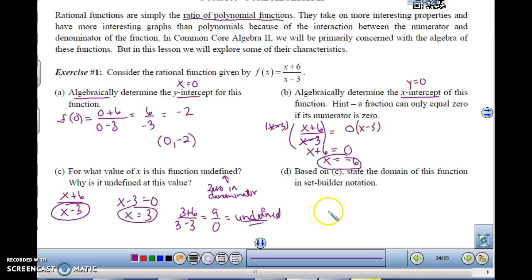Okay, so remember the domain is the list of the x values that work. The only x value that doesn't work is going to be x equals 3. Does any other x value make a problem? Will it make the denominator 0? No. We can use negative 6 because that'll make the numerator 0. That's okay. But you can't have the denominator equal to 0. Okay, so based on C, the domain of this function will be x such that x is not equal to 3. Any other value of x will be true. So x is any real number except for 3 because of making the fraction undefined.